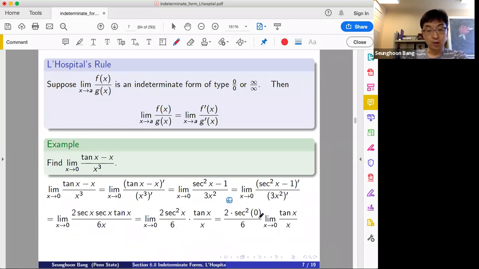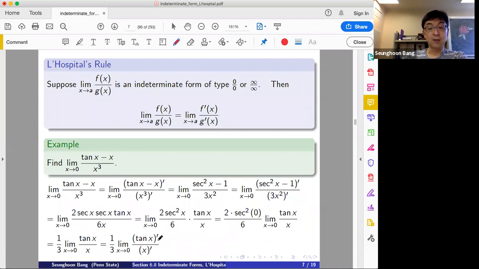One more: the secant of 0 is just 1. Plug 0 into the top and the bottom: tangent of 0 is 0, and the bottom is 0. It's 0 over 0 form, so you can use L'Hopital's rule. Simplify: the 2 is crossed out, leaving only 1/3. We have it. You can use L'Hopital's rule.